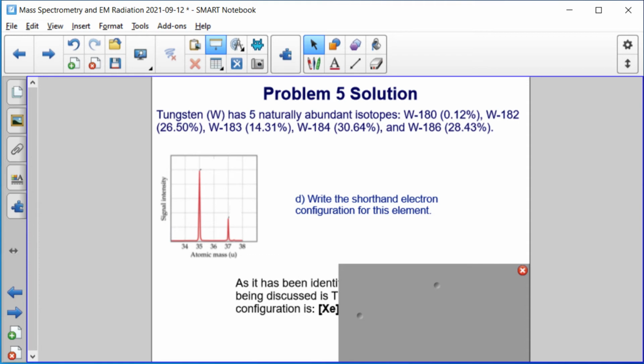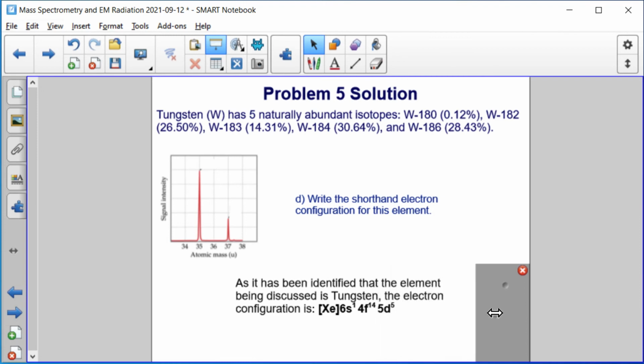And that's in the 6th period. 1, 2, 3, 4, 5, 6. I'm counting on my periodic table. That's the S block. So we would write 6s2, but we're not going to do that. We'll talk about why in a minute. 6s1, 4f14, 5d5. Now this is tricky, right?